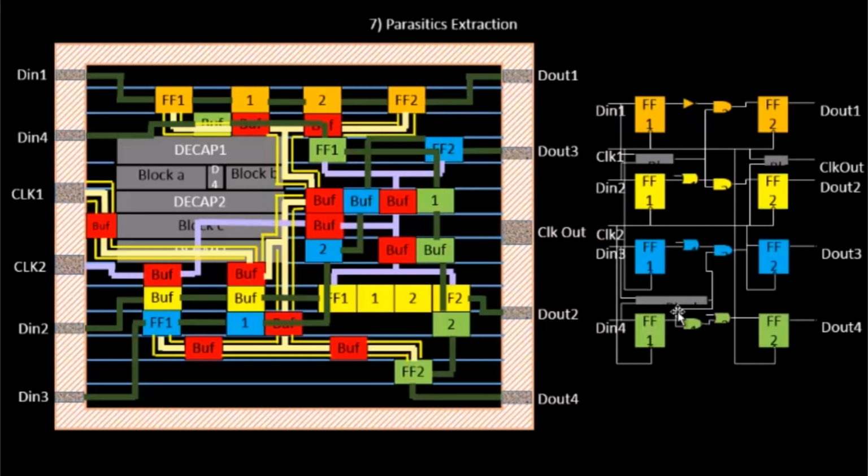The next step is called parasitic extraction. Basically, whatever wires you see over here are nothing but physical wires. They have a certain width and height, and the resistance and capacitance of these wires need to be extracted and used for some purpose. Each and every wire has some finite value of resistance and capacitance, and this needs to be extracted and used for further processing.